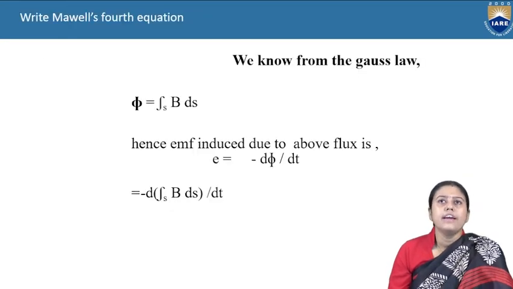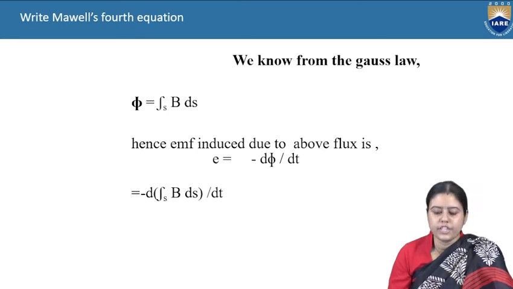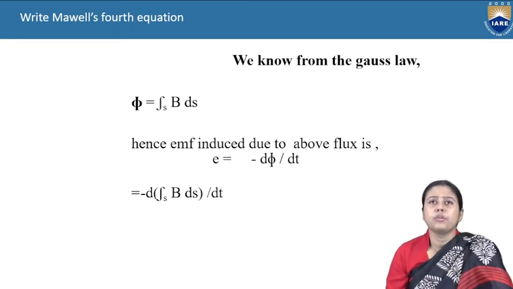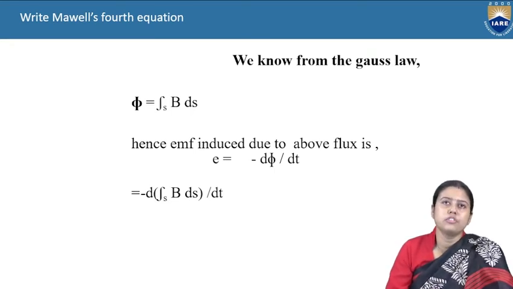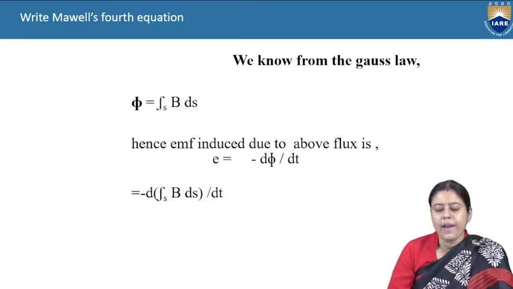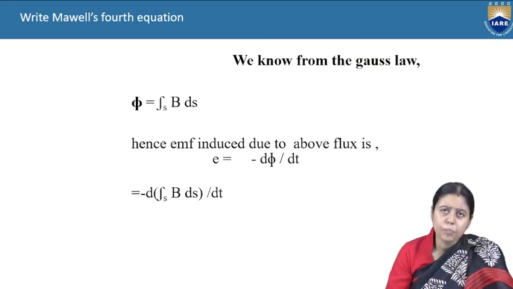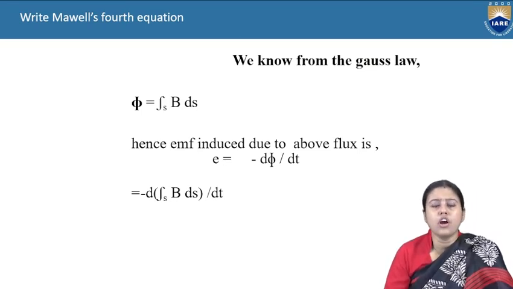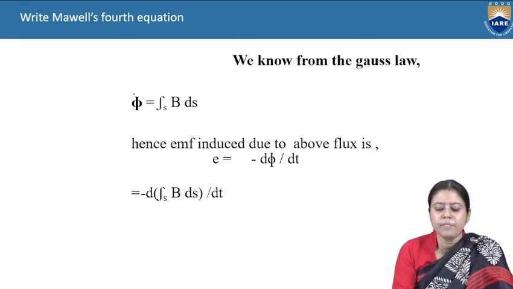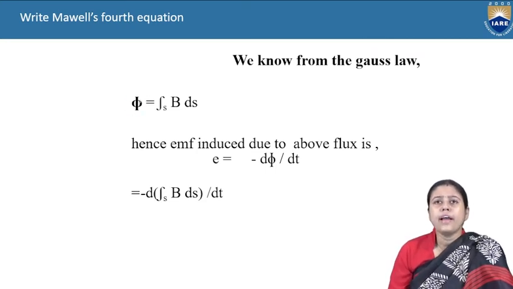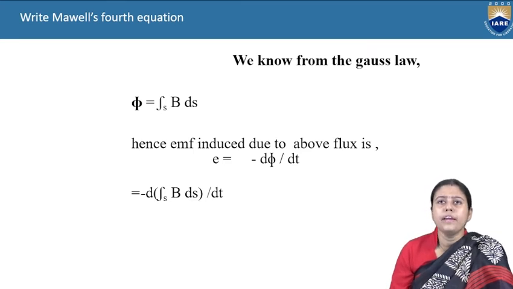Next question is, write the Maxwell's fourth equation. And this fourth equation is in the time varying field. It is not mentioned here, but the full question should be, write the Maxwell's fourth equation in the time varying field. So from the Gauss law of magnetic field, we can write the magnetic flux phi, we are using the bold letter to tell it is a vector quantity, phi is equal to integration of B dot dS.